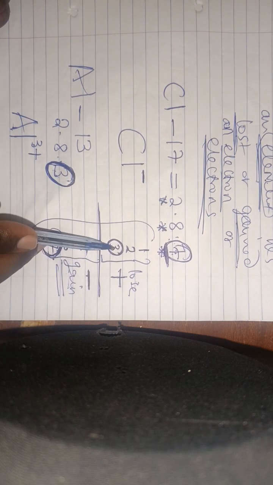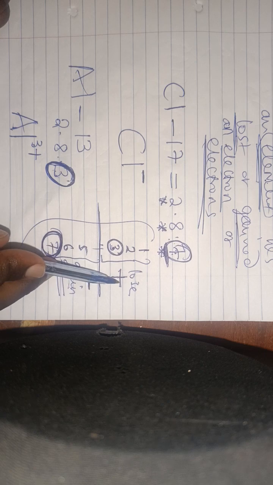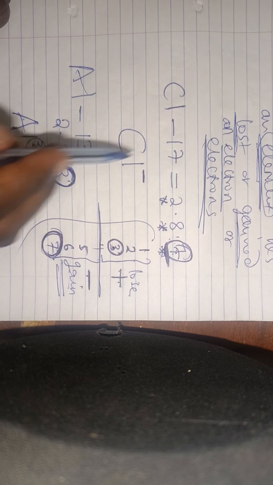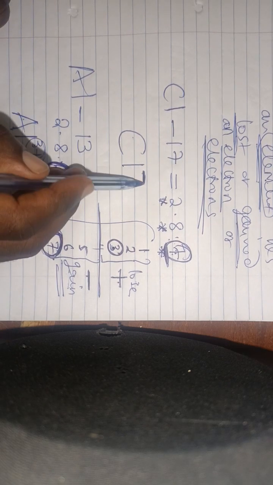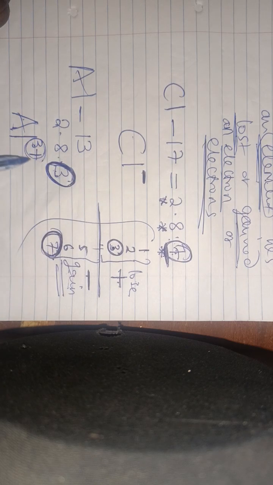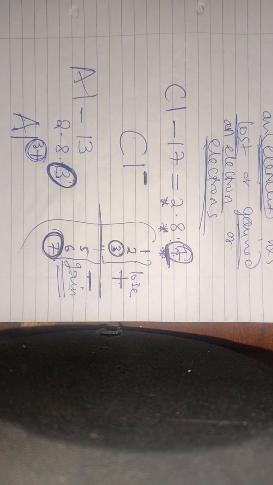So it loses 3. On losing 3, it develops a positive charge. So it ends up having Al3 positive to mean it has lost 3 electrons. Cl negative, it has lost 1 electron. No, it has gained 1 electron. And here, it has lost 3 electrons. Negative is losing. No, negative is gaining. And positive is losing.